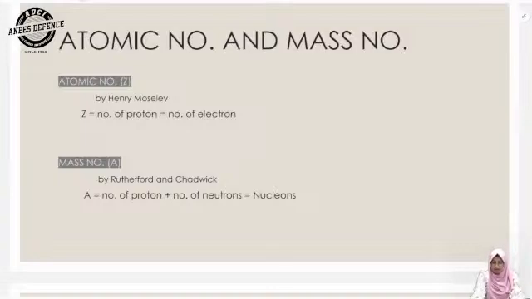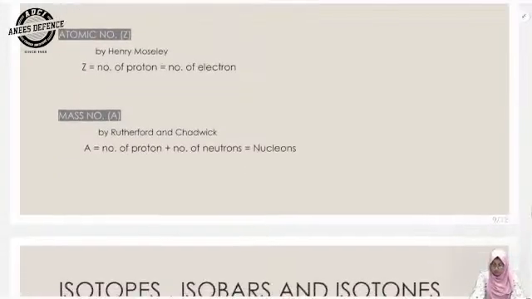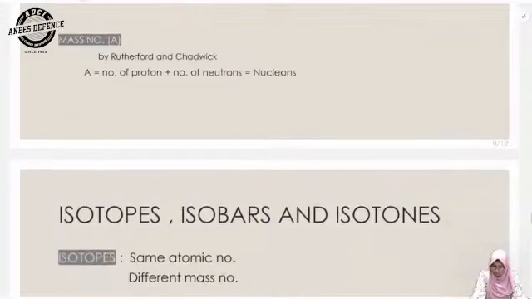Mass number was described by Rutherford and Chadwick. It is the sum of the total number of protons and neutrons present in the nucleus of an atom of an element. It is denoted by A. Mass number is equal to the number of protons plus the number of neutrons, which is also equal to the number of nucleons.